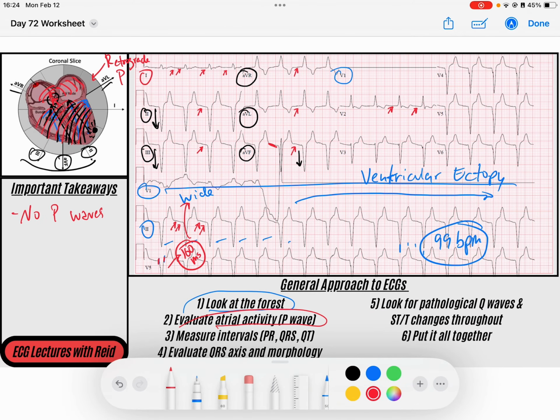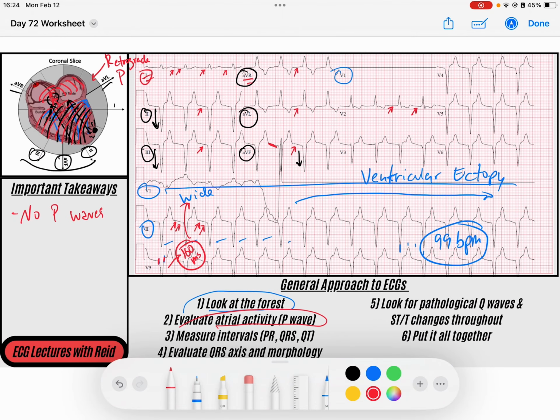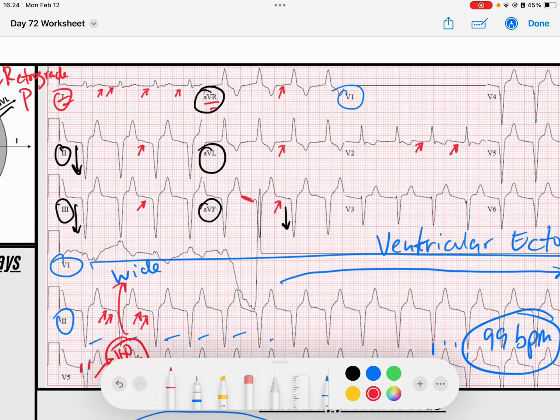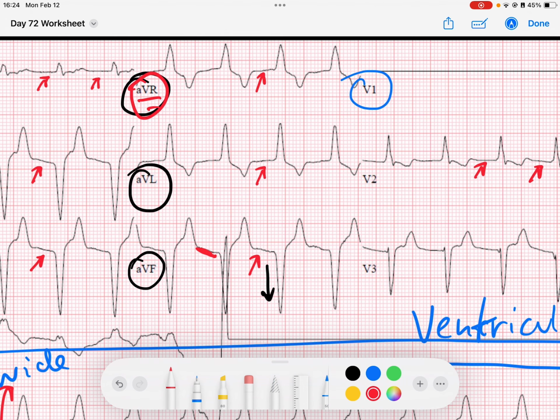Let's see if this person does. And so I like to look at leads like AVR for these. You can look in lead 1 for these. And we know that retrograde P wave is going to occur after the QRS. Should maybe occur within maybe 80 to 120 milliseconds as that AV node is conducting retrograde. So somewhere on the ST or T waves. We need to look on the ST segments or the T waves. And so we know that atrial activity is also sharp, little sharp conduction waves. And so I look in maybe AVR, and maybe I can see a hint of it right there, that little bump. Maybe that's some retrograde P wave.